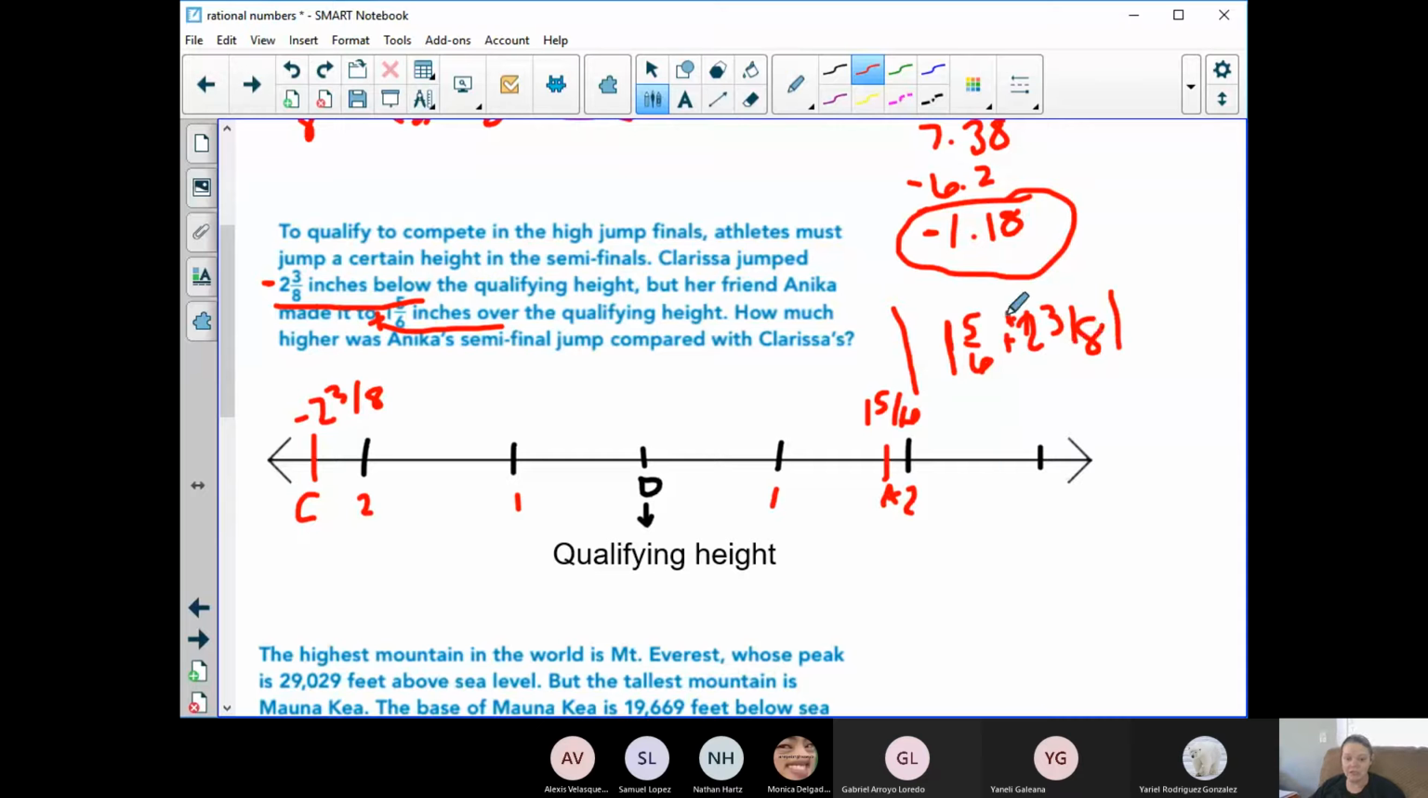All right, so it's plus a negative, or a double negative, plus a positive. So let's change these numbers into improper fractions. 6 times 1 is 6, plus 5 is 11, so 11/6, and 8 times 2 is 16, plus 3 is 19/8.